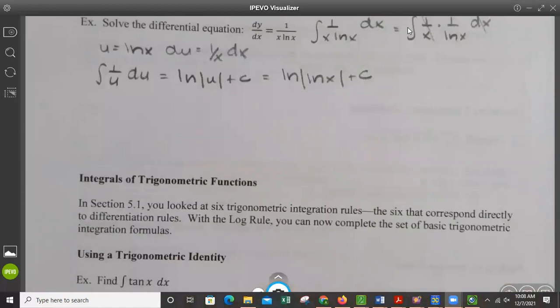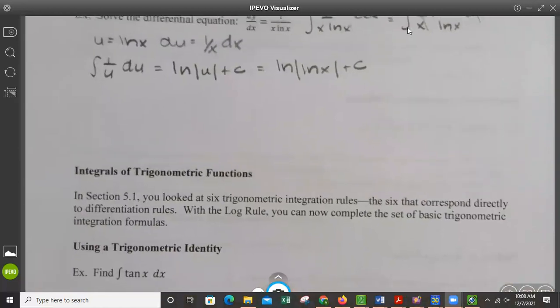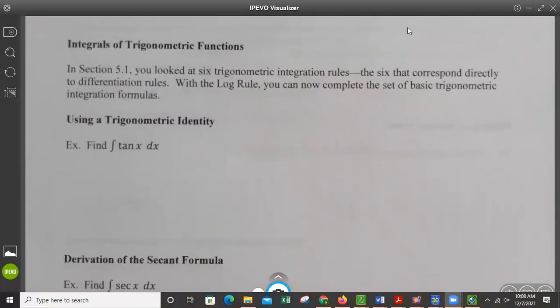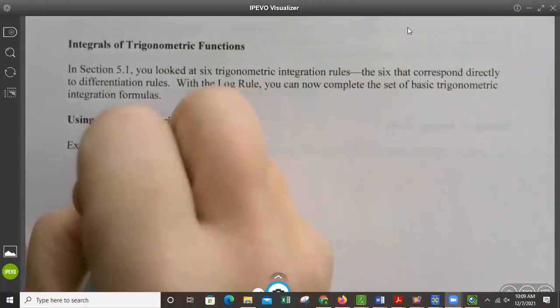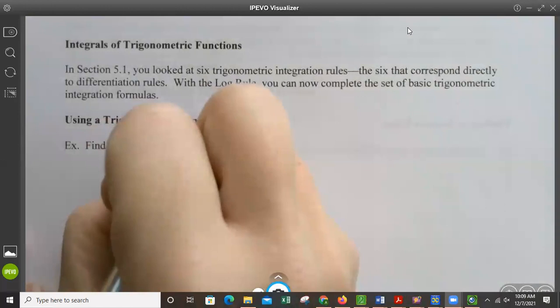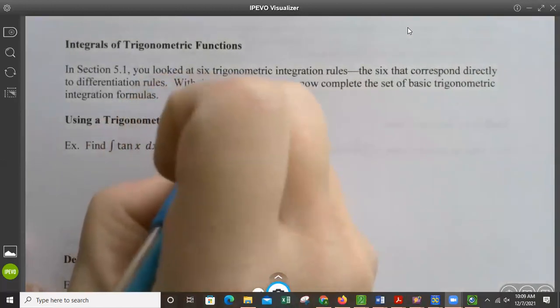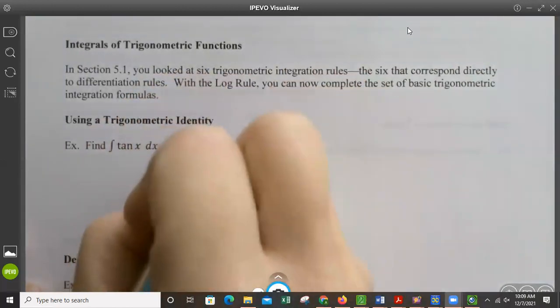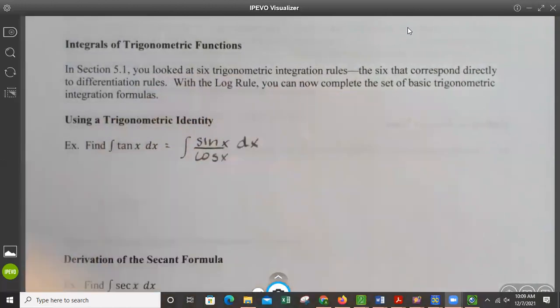All right. Integrals of trig functions in section 5.1, you looked at 6 trig integration rules, the 6 that corresponded directly to differentiation rules. With the log rule, you can now complete the set of basic trig integration formulas. You will need these for your homework. There's a whole list of them, in the front of your book. So you can flip back and forth to do that. So find the integration of tan x. So the integration of tan x, we're going to change into sine over cosine. This is basically showing you how they derive the formula, okay?